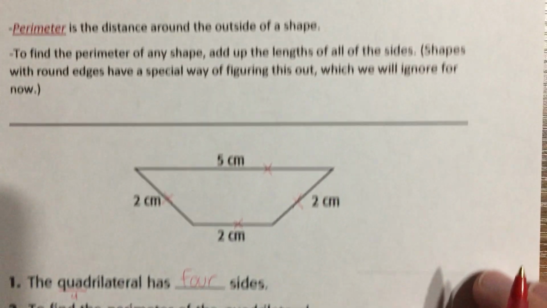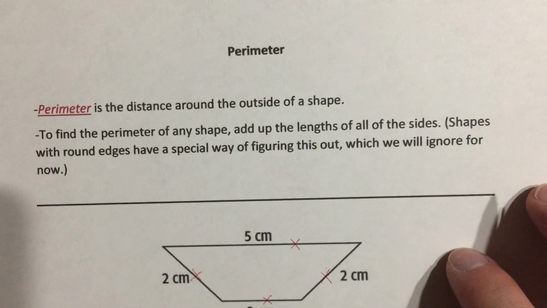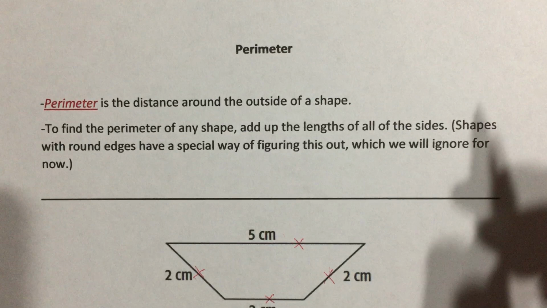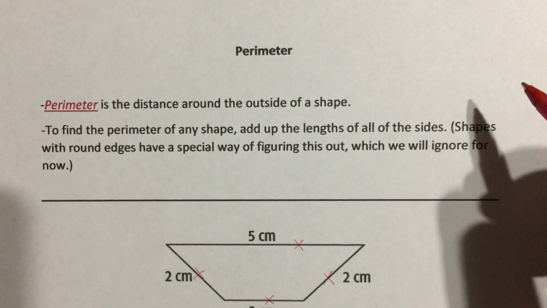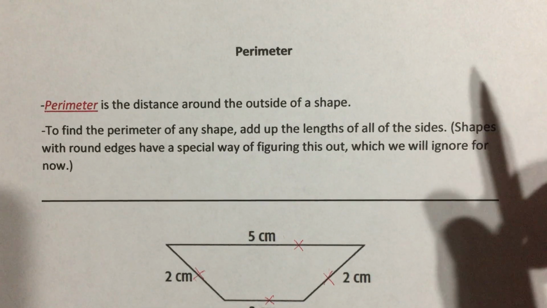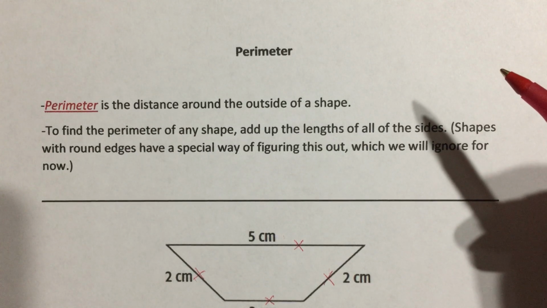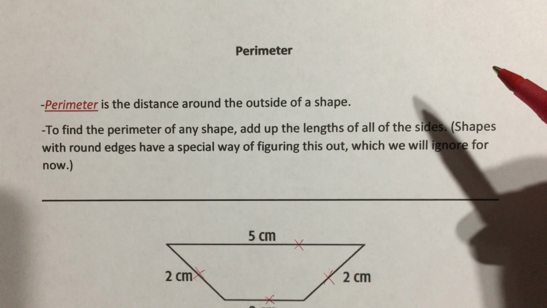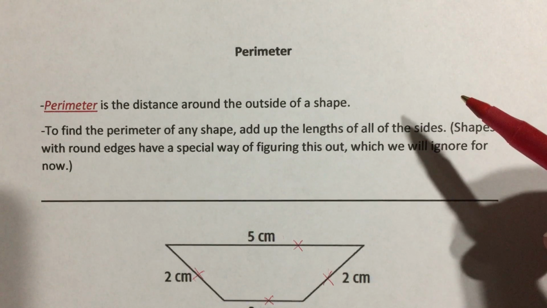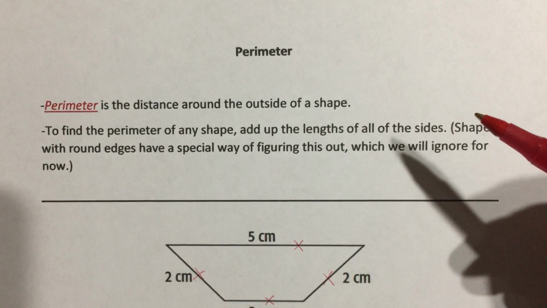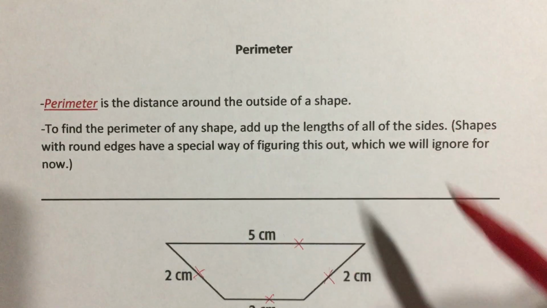Just finding out the distance around the outside of a polygon. Okay. Not a circle. Circle's got a special one later on, but polygons especially. Okay. There will be more difficult problems we can do later on, but we're going to leave that right here for today. So that's your perimeter.